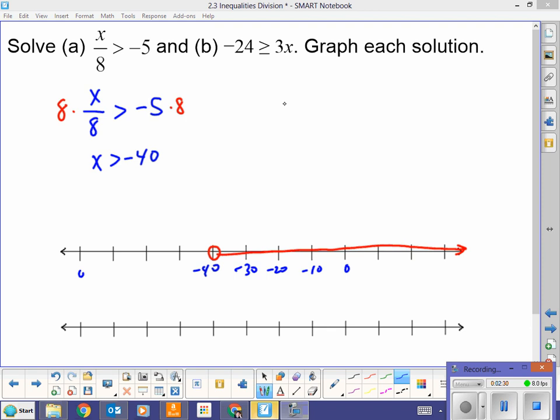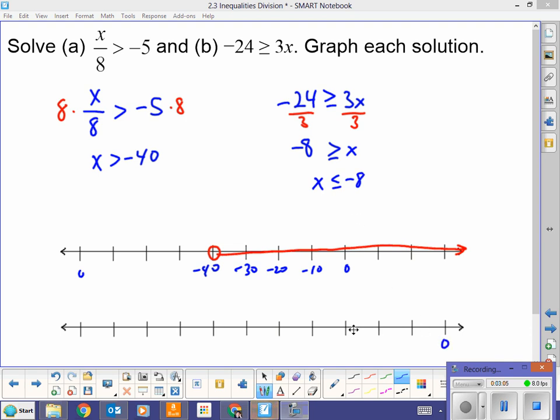Second example, B: negative 24 is greater than or equal to 3x. To solve this one, I have to divide both sides by the same number, in this case that positive 3. 3x divided by 3 leaves me x. Negative 24 divided by positive 3 is negative 8. So this will be x is less than or equal to negative 8.